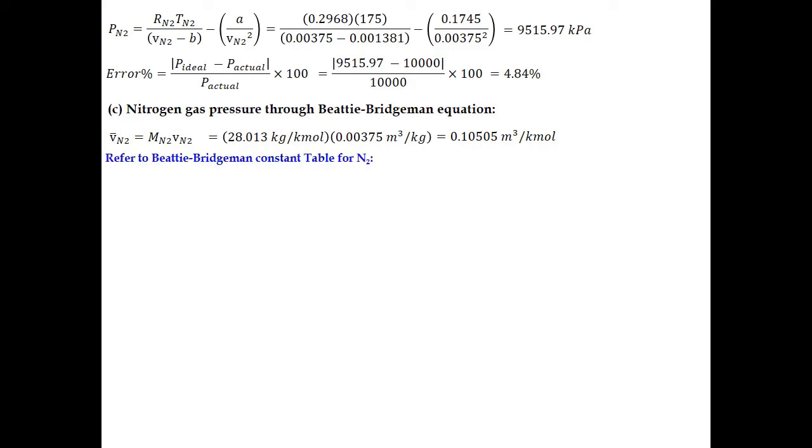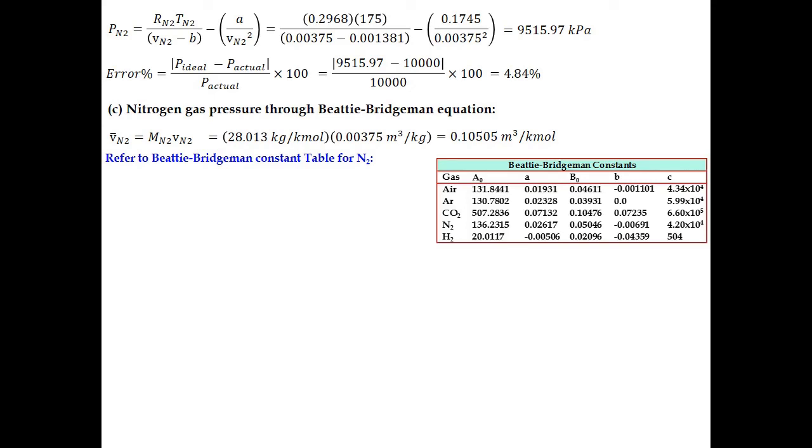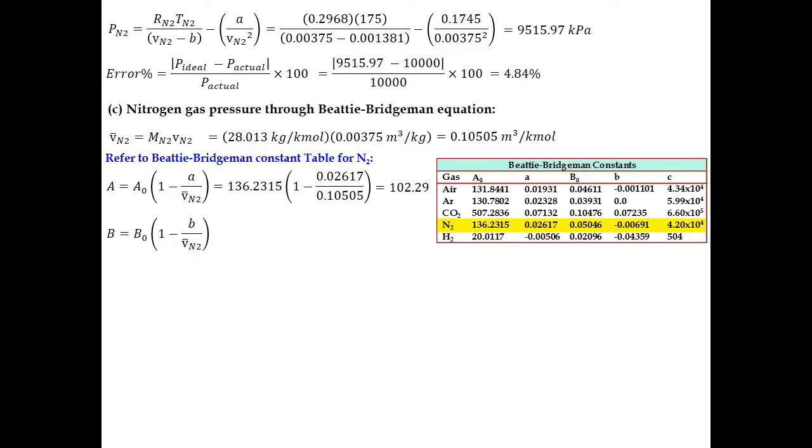Okay, specific volume in meter cubed per kilomole equals V bar. Refer to the Beattie-Bridgeman constant table for nitrogen, because in the Beattie-Bridgeman equation we have 5 different constants. So this constant value you need to refer to the Beattie-Bridgeman constant table for nitrogen gas. First we need to determine the value of A equal to A naught times 1 minus a divided by V bar. So substitute the value, and we will have A capital letter equal to 102.29. For B equal to B naught times 1 minus b divided by V bar for the nitrogen, substitute the equation, and we will have B capital letter equal to 0.0538.